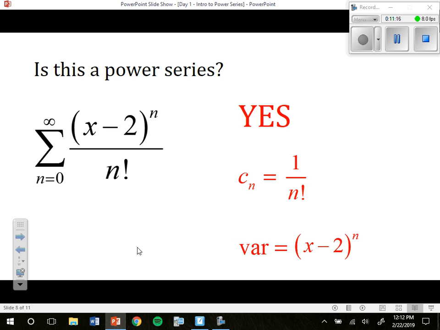It's coefficient times x to a power. It doesn't have to, but it can. With real geometric series, it doesn't change. Look at what's attached to your variable expression. Do you see it's like that coefficient times x minus 2 to the n? Where is this power series centered? At 2. So this is a power series centered at 2.